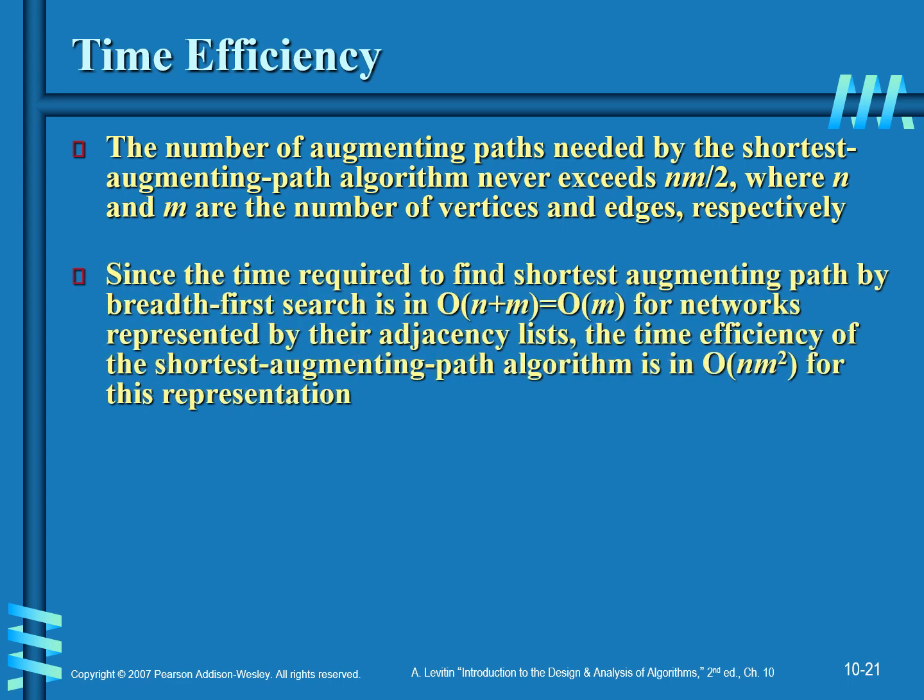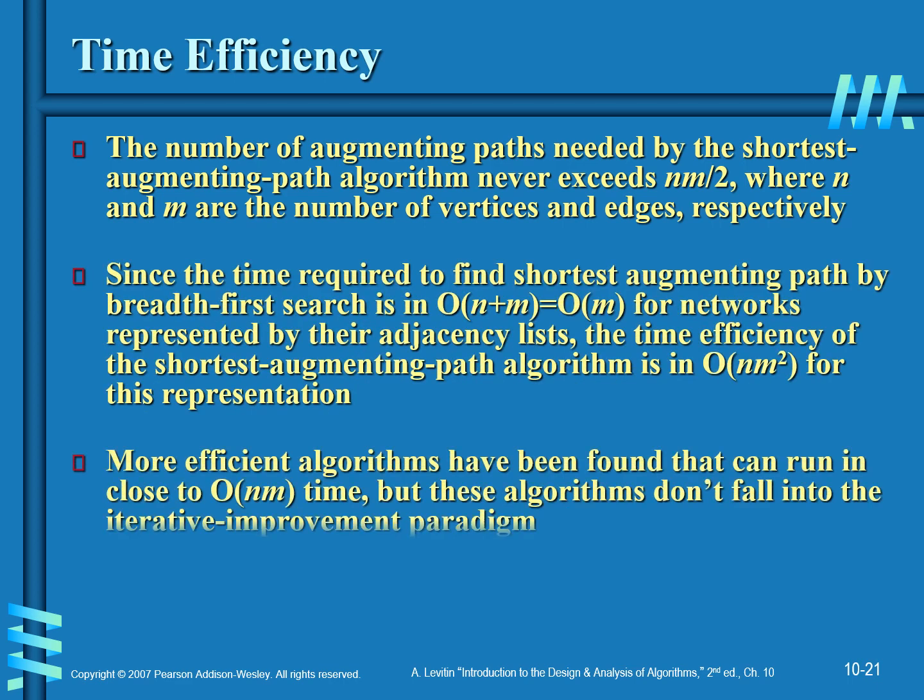Coming to time efficiency. First you have to find the shortest augmenting path by applying BFS. That is O(n plus m), which is O(m) for the adjacency list representation. The total time efficiency of the shortest augmenting path algorithm is O(n m squared) for this representation. There are some more efficient algorithms, such as O(n cubed), but they do not come under this iterative improvement technique.